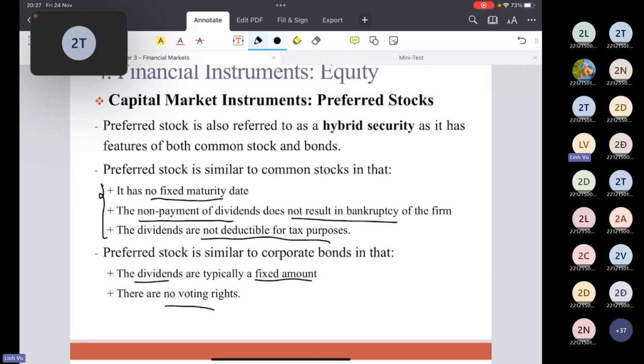So in order to value the preferred stock, we do the same thing as we do for bonds or common shares: you discount all of the future cash flow that you receive from holding the preferred stock back to present time. And you know that for preferred stock, the dividend payment is a fixed amount, and you will receive it periodically every year to infinity.